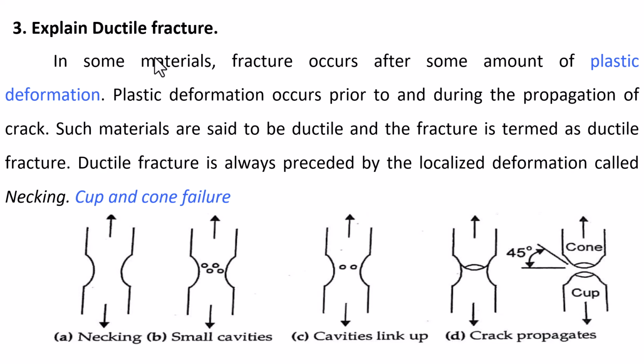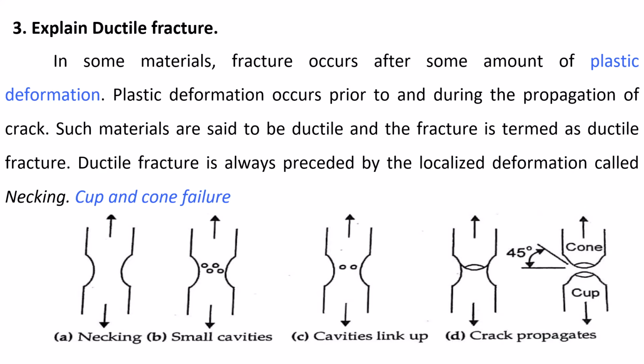Third question, explain ductile fracture. In some materials, fracture occurs after some amount of plastic deformation. Plastic deformation occurs prior to and during the propagation of the crack. Such materials are said to be ductile and the fracture is termed as ductile fracture. Ductile fracture is always preceded by the localized deformation called necking, and it is also called cup and cone failure.